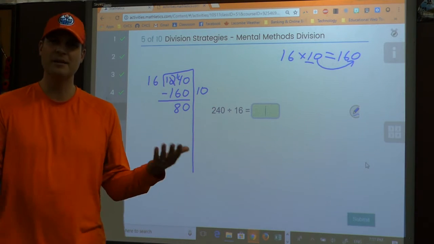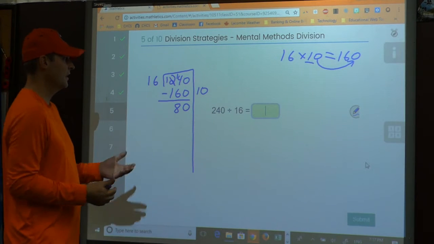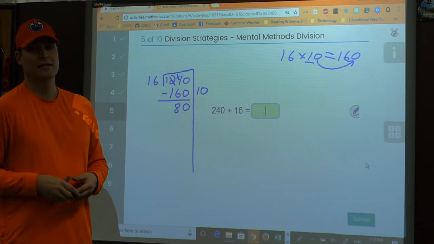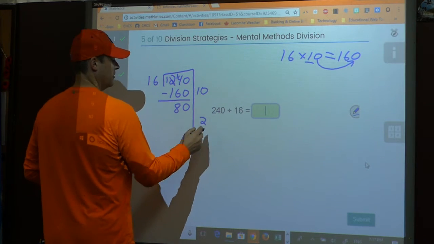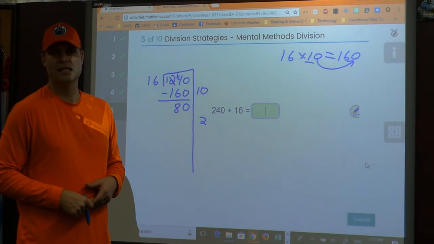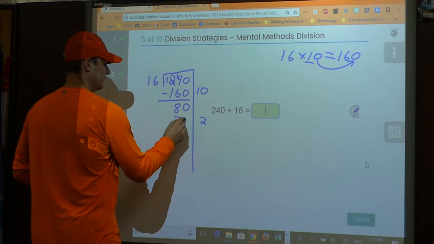Wow, so I'm thinking how many 16s can fit into 80? Well, you may not know very much of the 16s. I know I can double 16s in my head pretty easily. You might be able to do the same thing. Let's just start with that. Maybe we could fit 2 16s in there. How does that work? 2 16s is 32.